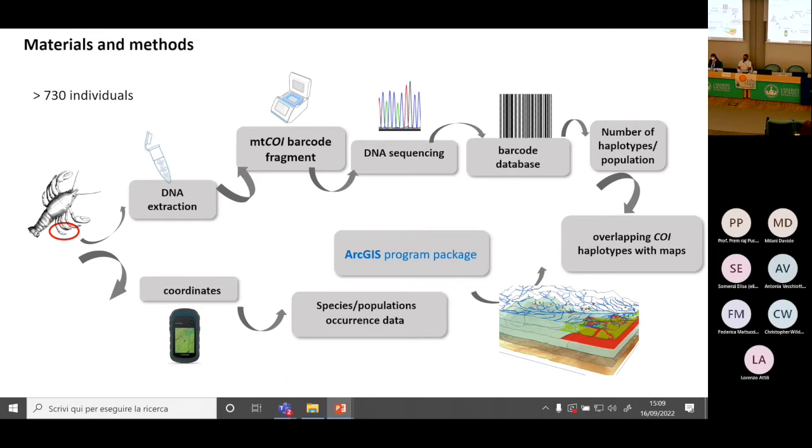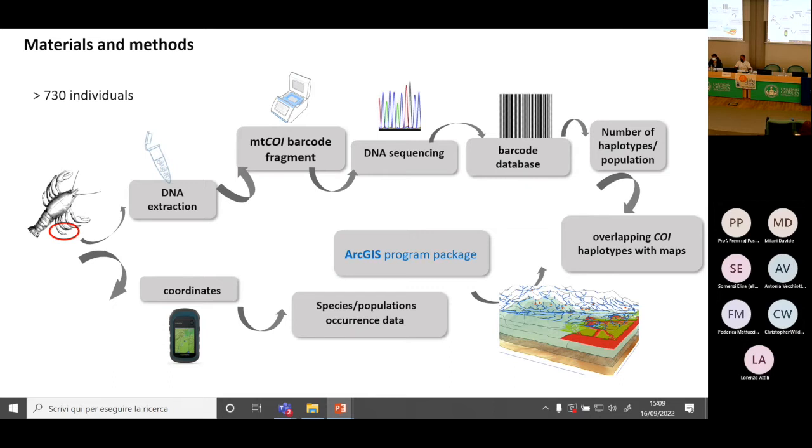We, of course, sampled tissue, crayfish tissue, and after DNA extraction, we amplified the barcode fragment. After that, and after sequencing, we prepared a barcode database from which we then pulled the number of haplotypes per population, which I will show later. On the other side, at the same time, we, of course, recorded coordinates of each population that we sampled.